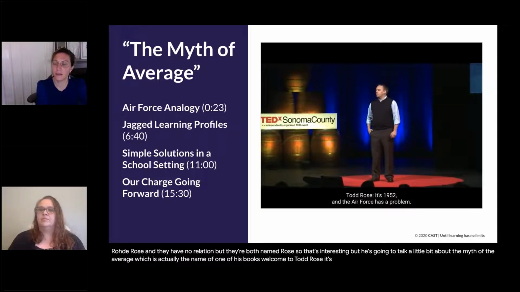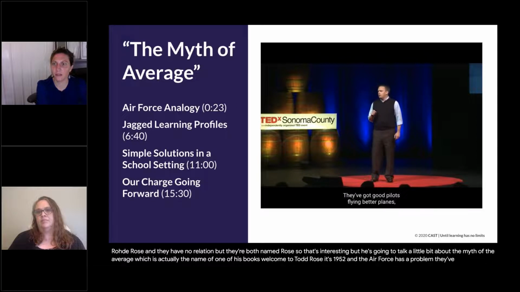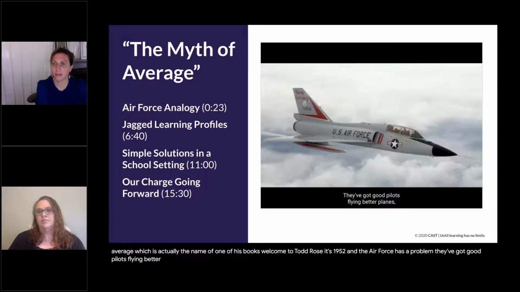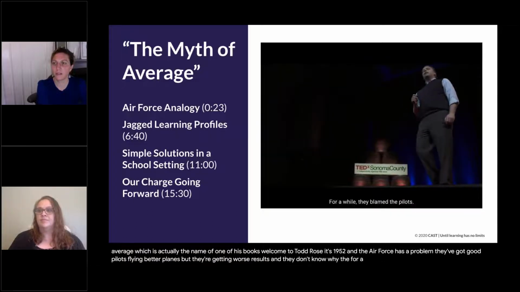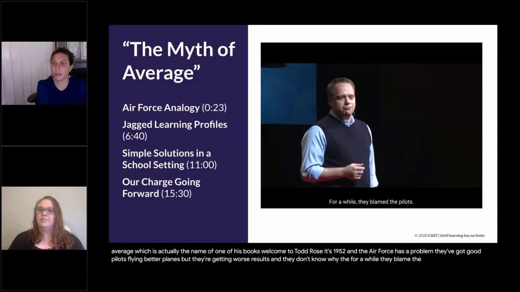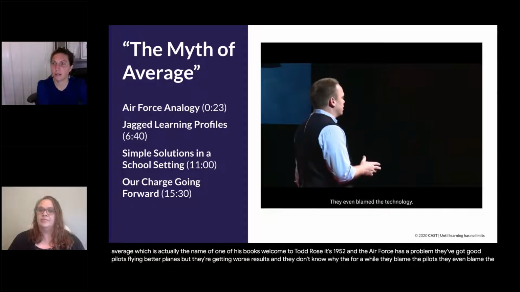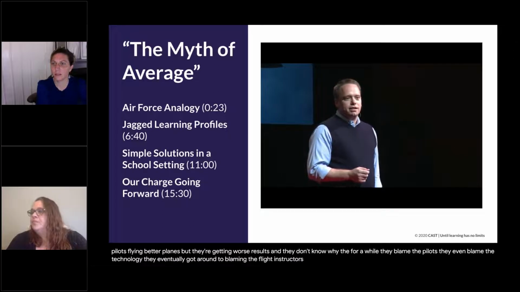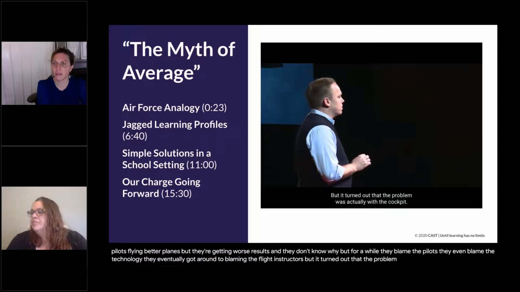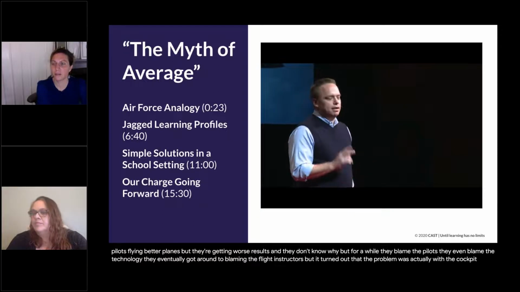It's 1952, and the Air Force has a problem. They've got good pilots flying better planes, but they're getting worse results, and they don't know why. And for a while, they blame the pilots. They even blame the technology. They eventually got around to blaming the flight instructors. But it turned out that the problem was actually with the cockpit. Let me explain.